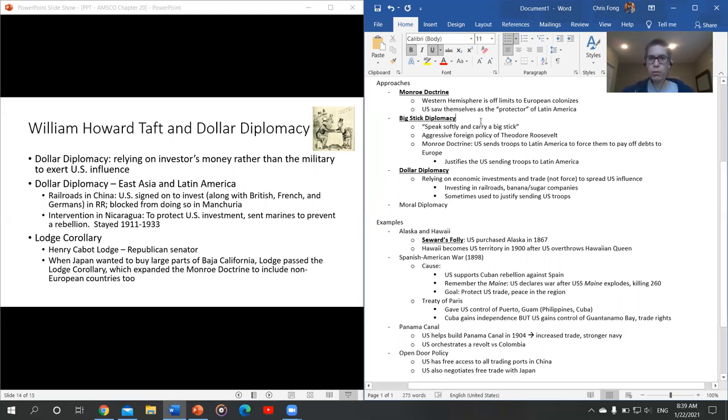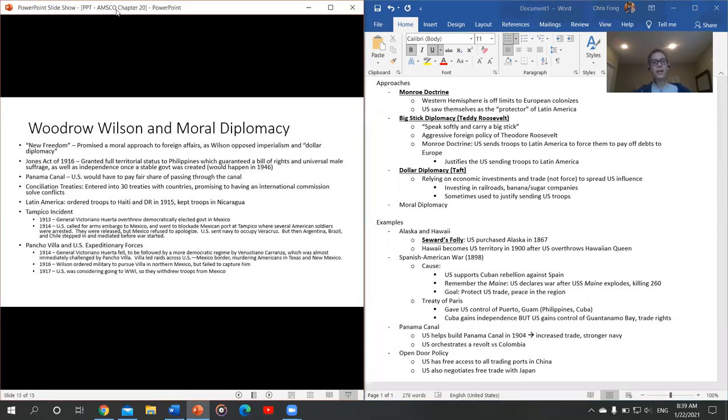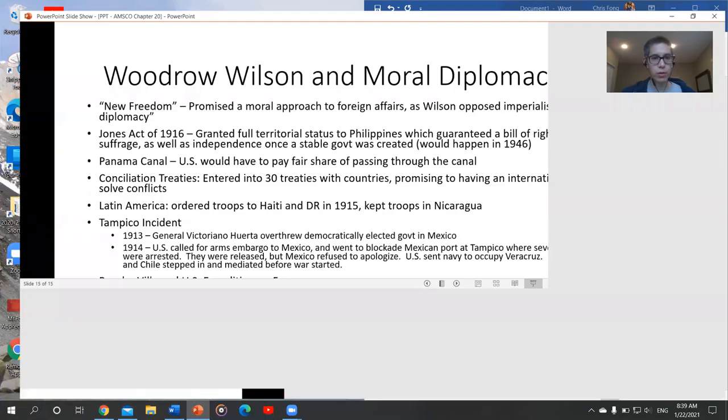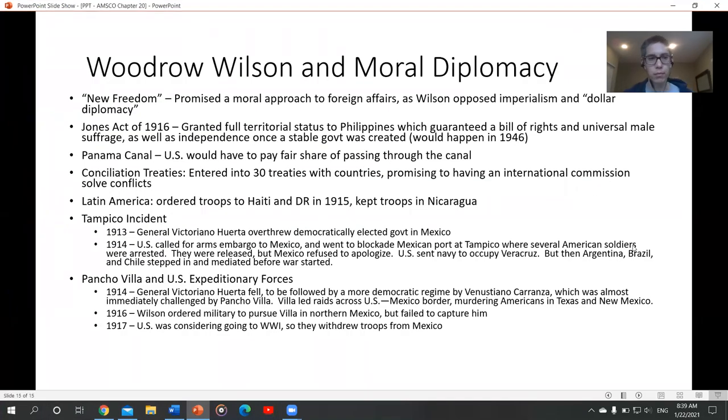A slightly different approach. I'm going to put here real quick. Big stick diplomacy. This was Teddy Roosevelt. Dollar diplomacy. This is William Howard Taft. Two different approaches. The last approach is moral diplomacy. This is Woodrow Wilson, who is president during World War I, mid-19-teens. And Woodrow Wilson's moral diplomacy approach, as you can see in the word moral there, believed that the U.S. had a moral responsibility when negotiating in world affairs. Wilson said he opposed imperialism. He said he opposed dollar diplomacy.